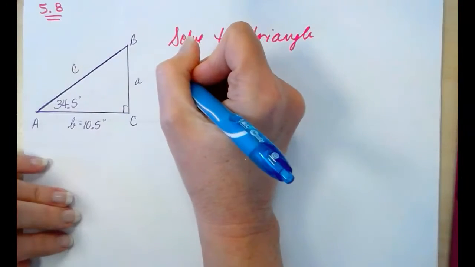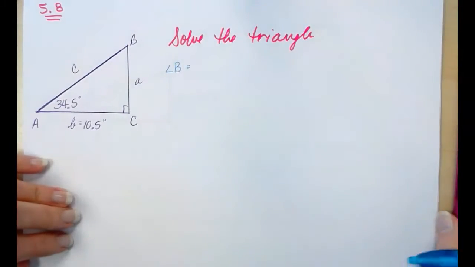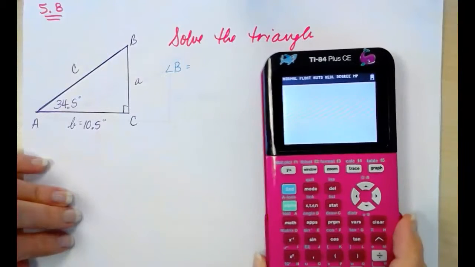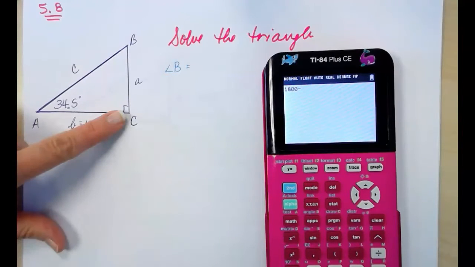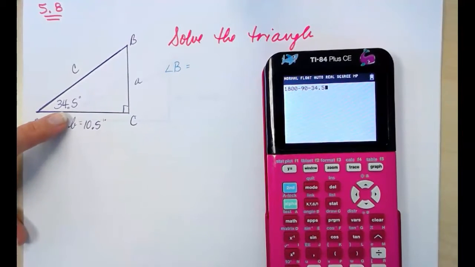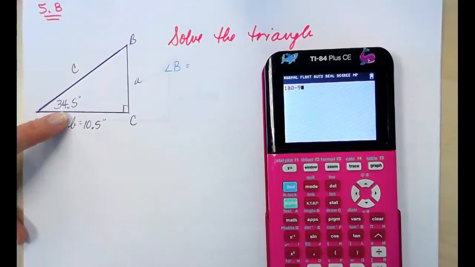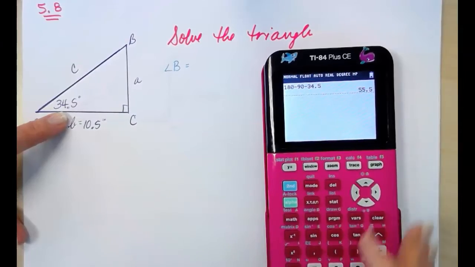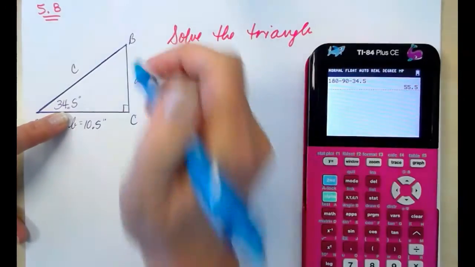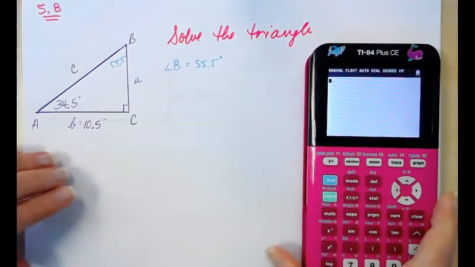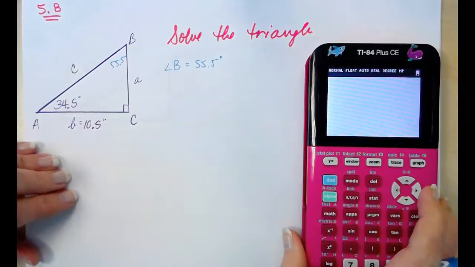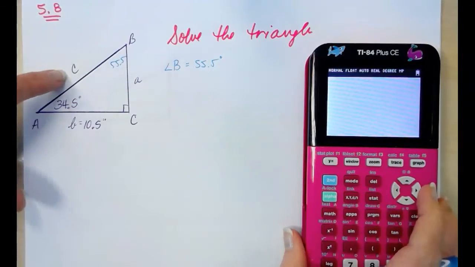First of all, let's go ahead and find angle B. Angle B can easily be found just using the triangle interior angle theorem. Every triangle has an interior angle sum of 180. So 180 minus 90 minus 34.5. There we go, 55.5. So our missing angle B is 55.5 degrees.